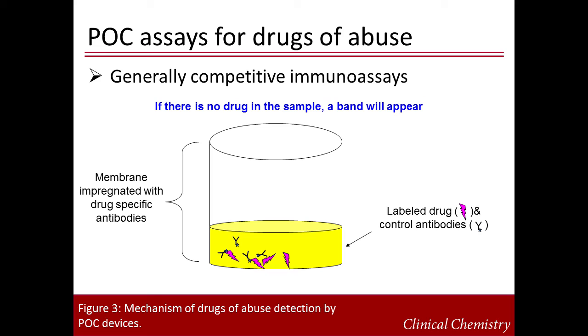When urine is added to the cup, the lyophilized labeled drug and control antibodies will be dissolved and can migrate via capillary action through the membrane. Either drug in the patient's specimen or labeled drug from the device will bind to their specific solid phase antibody. In this case, there was no drug in the specimen, so a band will form at the specific drug's site.